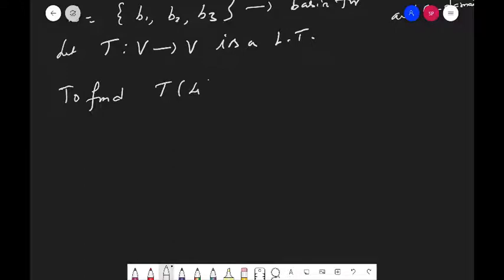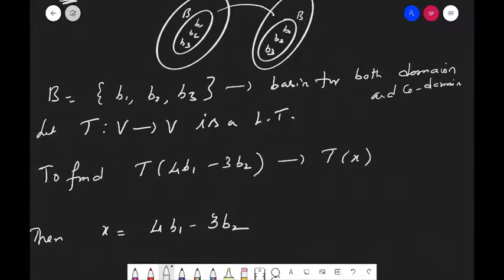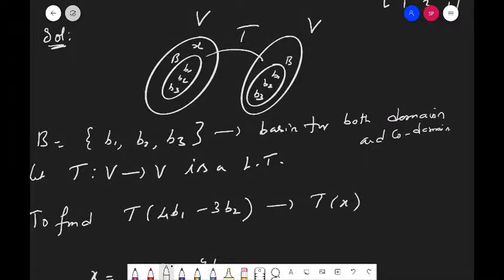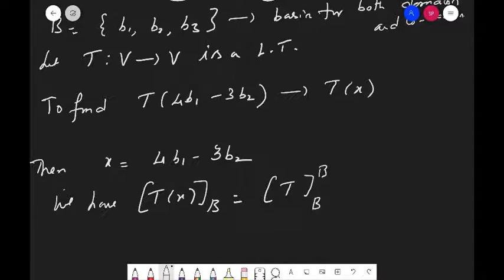Now what is given in the question is that you are asked to find T of 4b1 minus 3b2, right? If you compare this with T of x, then x is equal to 4b1 minus 3b2. Where is this x? x is there in the domain. Then how can you write it? We have the coordinate vector of T of x with respect to the basis B is equal to the matrix of linear transformation T, both bases being the same, times the coordinate vector of x with respect to B.